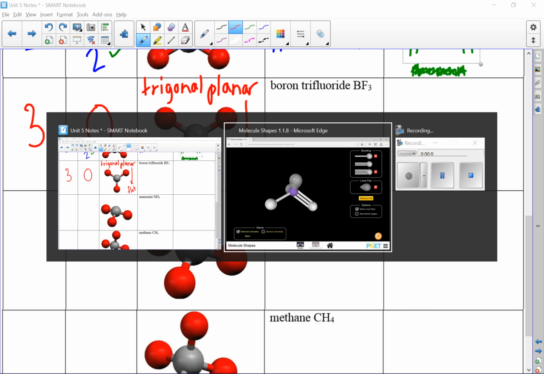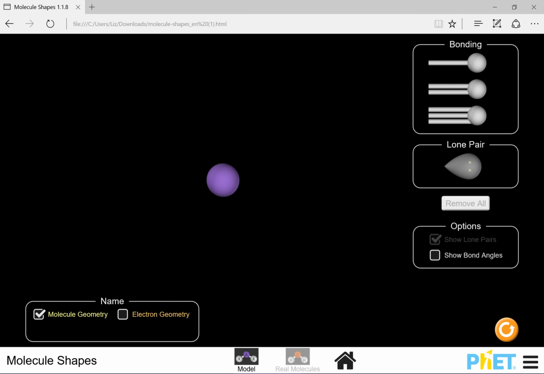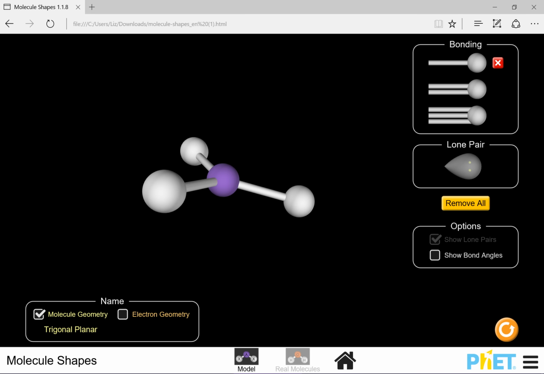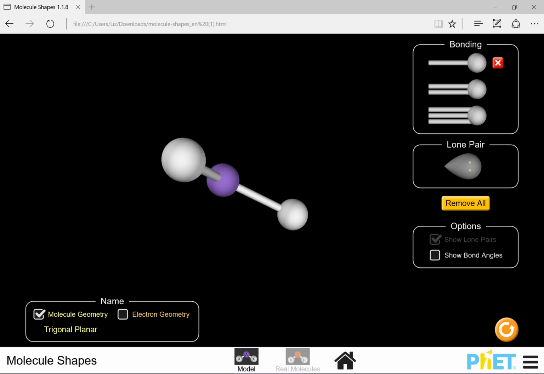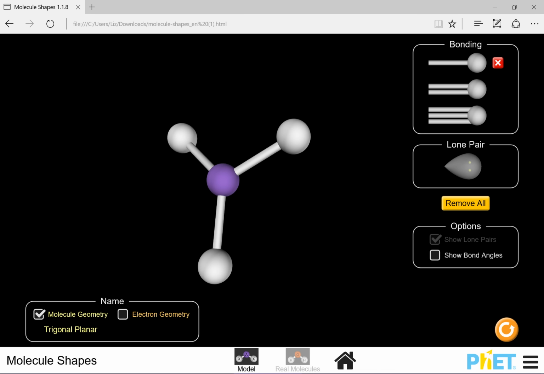So let's build that in our simulator. Let's get rid of all this other stuff that we don't need. We don't want electron pairs. Go back to the original. So just put 3 bonds on there, like that. And there is your trigonal planar. So see there where it's kind of flat, or if I put it like this, we can kind of make it look like a Y shape.